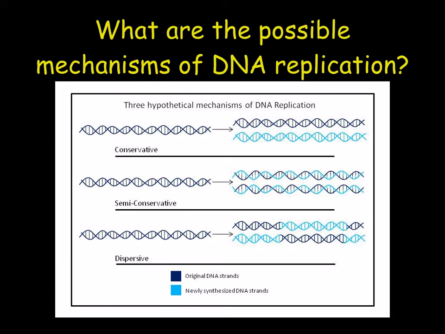So if you look at the three possible explanations, you'll notice that the distribution of the old DNA is different in each model. So to find out which mechanism is correct, you need to label the old DNA and in some way look at how it's distributed after replication. So two scientists managed to achieve this, Meselson and Stahl.